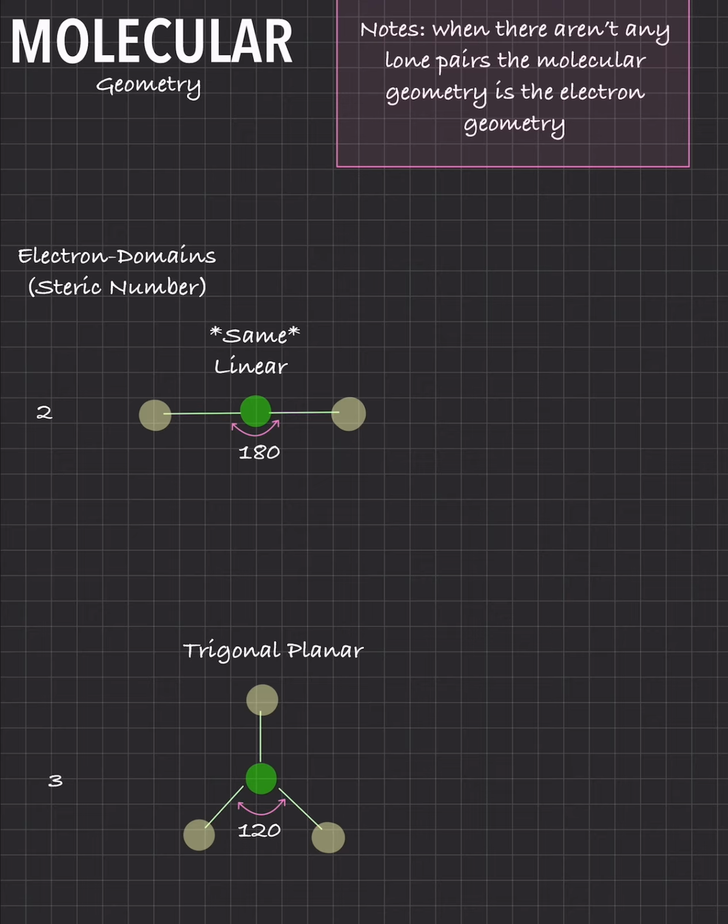Now, when you have lone pairs, they're not the same. That's why students get confused and they're like, wait, but I thought they were the same. They are the same when you're talking about only having bonded electrons, when there aren't any lone pairs. As soon as you put in a lone pair, the molecular geometry is going to do what? It's going to ignore the lone pair. So your molecular geometry is going to be different, okay? So again, your molecular geometry is the same as the electron geometry when there aren't any lone pairs. When you have lone pairs, they're going to be different, okay?